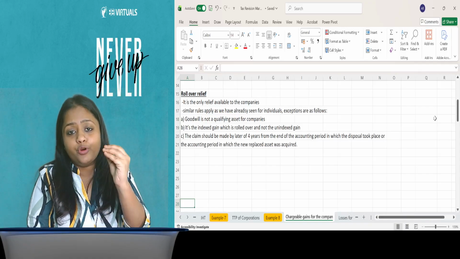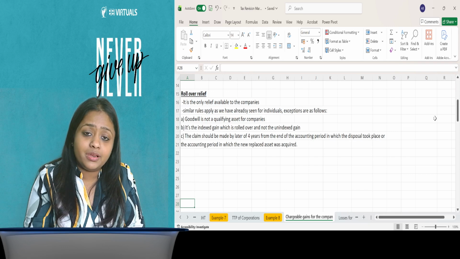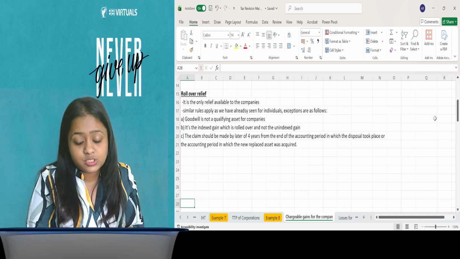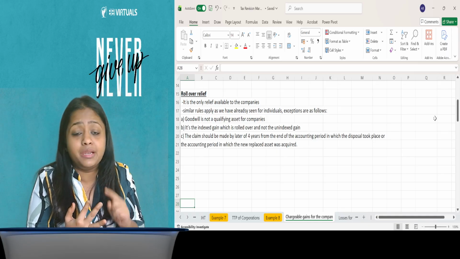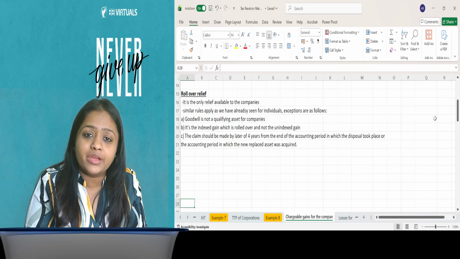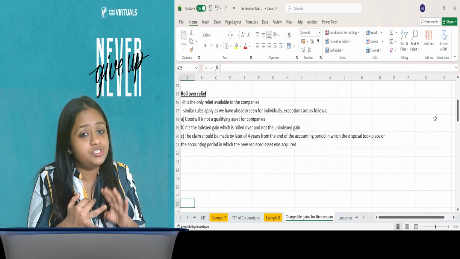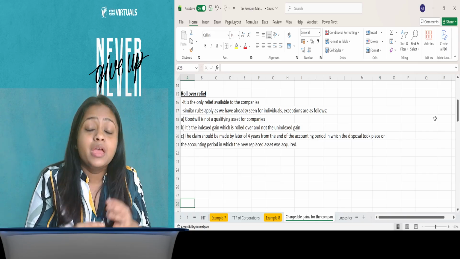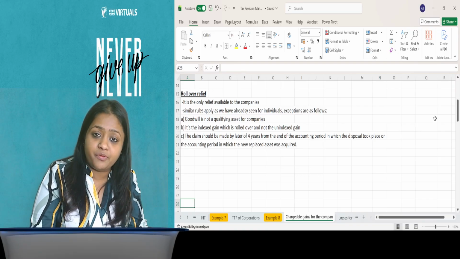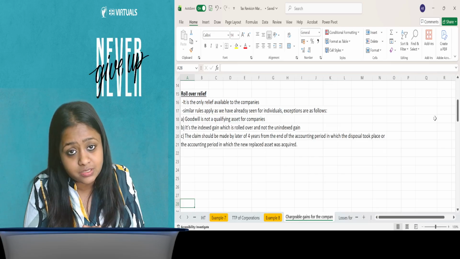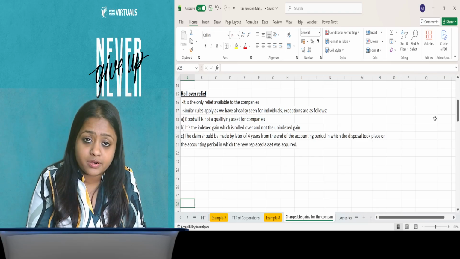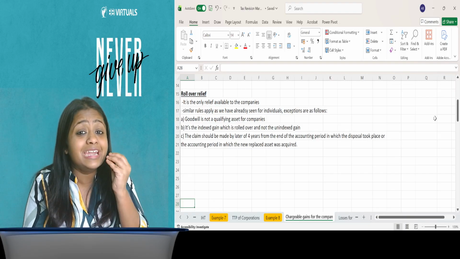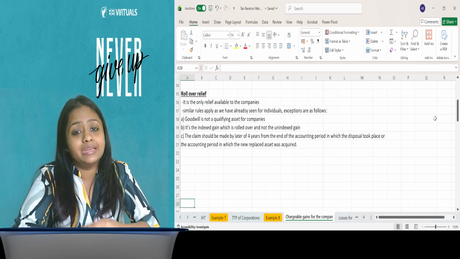Only one additional point: in case of corporations, there is no relief applicable except for rollover relief. And in rollover relief, there is one change. In individuals, when we studied, the qualifying assets were fixed plant and machinery, land and building, and goodwill. Here, the qualifying assets are only fixed plant and machinery and land and building. No goodwill is a qualifying asset here. The asset should be acquired within 1 year before or 3 years after the date of disposal. And when we do a deferment of the gain, we will always defer the indexed gain and not the unindexed gain.